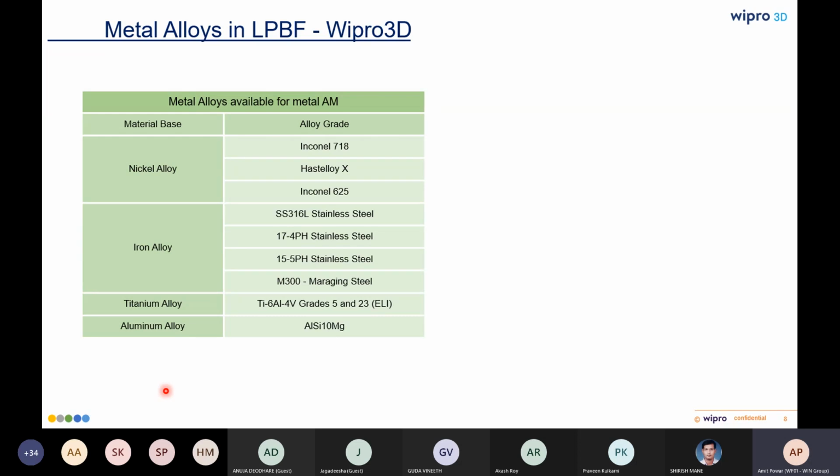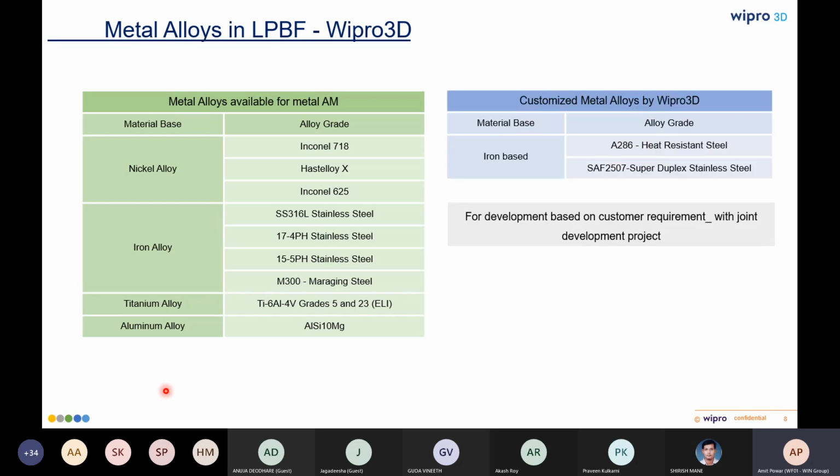this is the portfolio available at Wipro 3D, but there is a lot of research going on in the AM space with different materials, and day by day the number of materials is getting added into the catalog. In the near future you can see more and more metals added into the list. So we are also working towards the same.